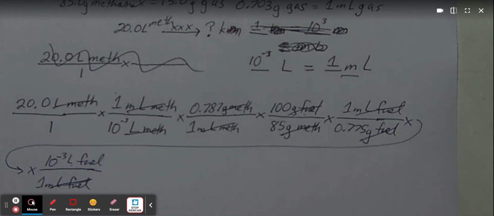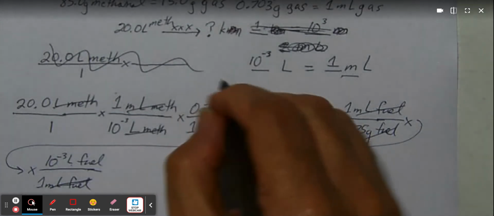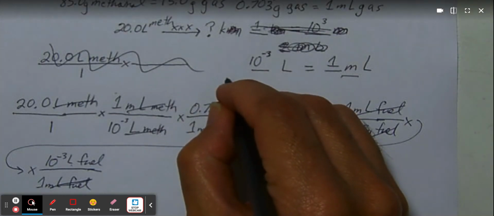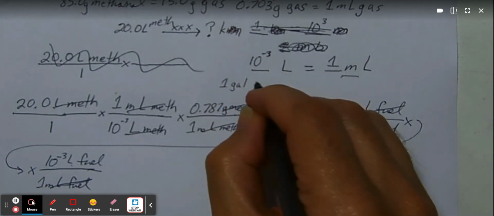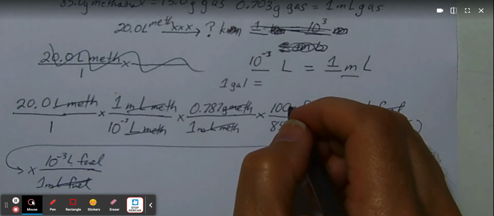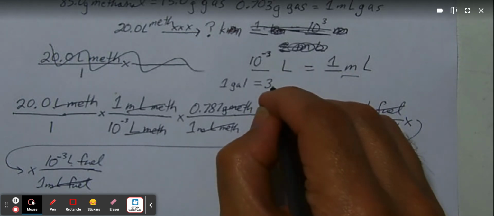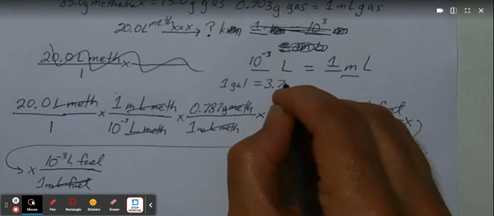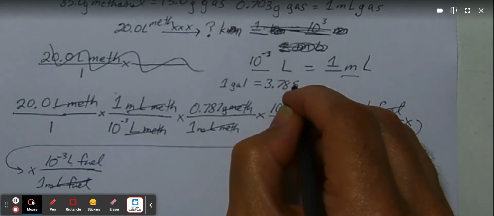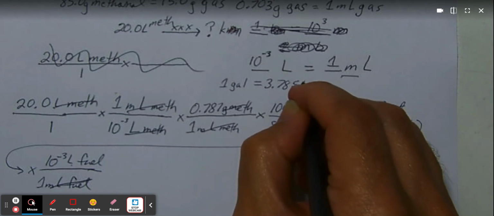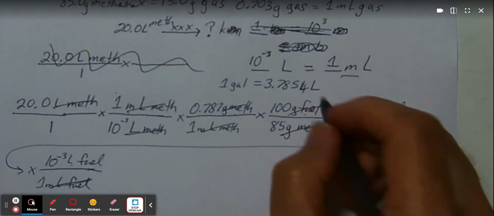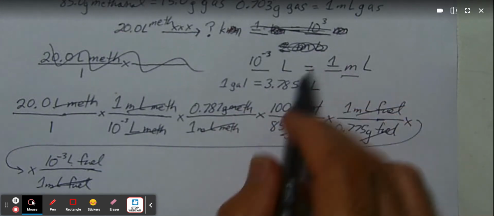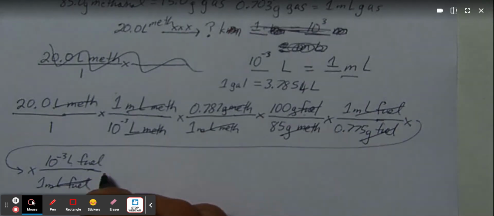I don't expect you to have memorized that, so that's probably something you could just look up. So if I write it here, 1 gallon is equal to 3.7854 liters of whatever substance you're using. So we could use that.